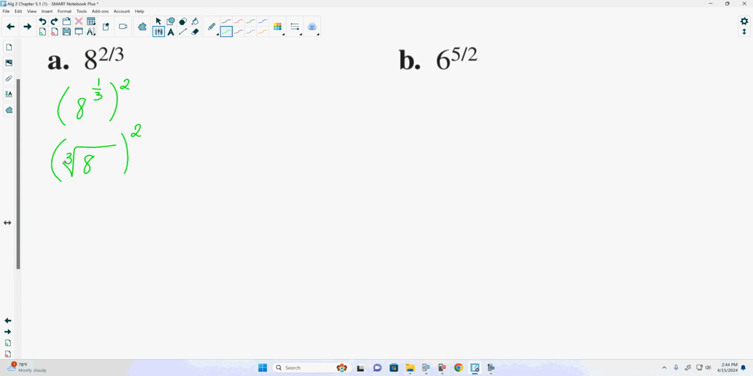Now it'd be nice if we could take the cubed root of 8. Is there a number multiplied by itself 3 times that gives us 8? And there actually is: 2. And 2 squared is?